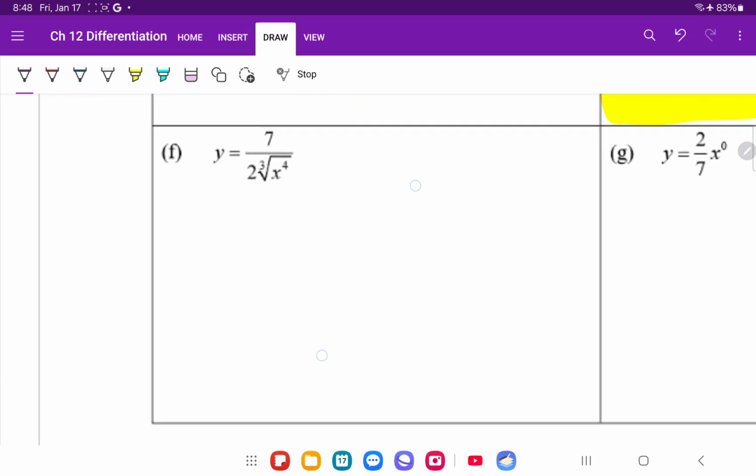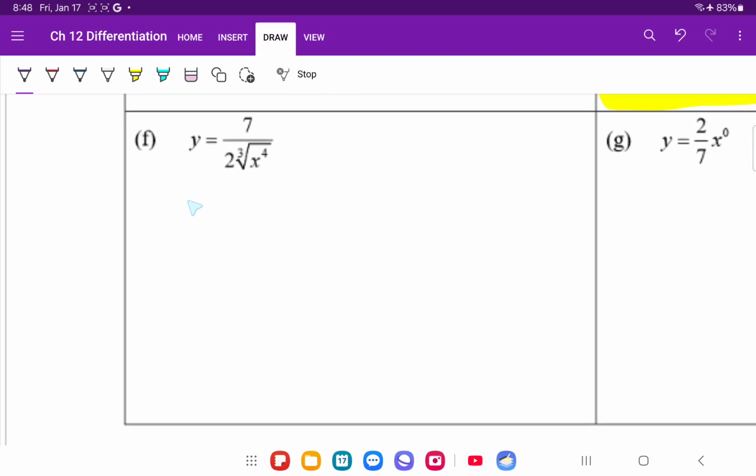Let's go to part F. Now part F is tricky. First, you must write the 7 over 2 first. Right? 7 over 2. Next, please be careful about your denominator. This part in yellow, this is actually x to the power of 4 over 3. One more step, 7 over 2, and then x power negative 4 over 3. Okay, I remove it out of the denominator. You must write like this.